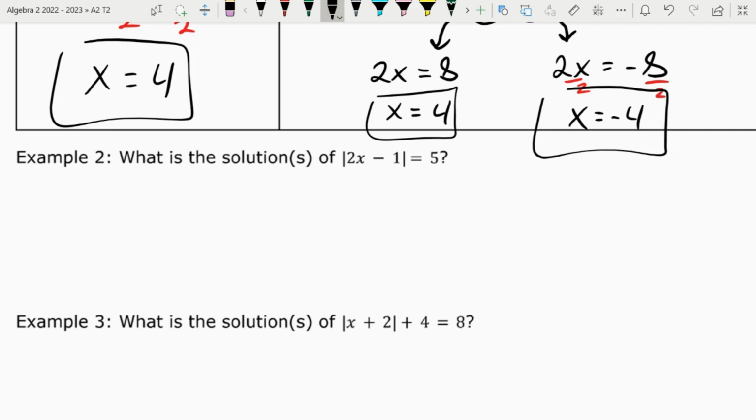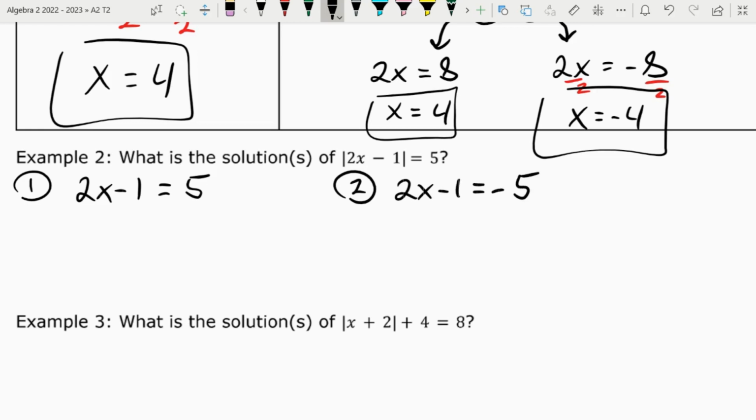algebraically. Two scenarios. Scenario 1, either 2x minus 1 is equal to 5, so nothing changes. Or scenario 2, maybe 2x minus 1 is equal to negative 5, because that is the other case scenario that we have to worry about. Okay, so positive and negative.